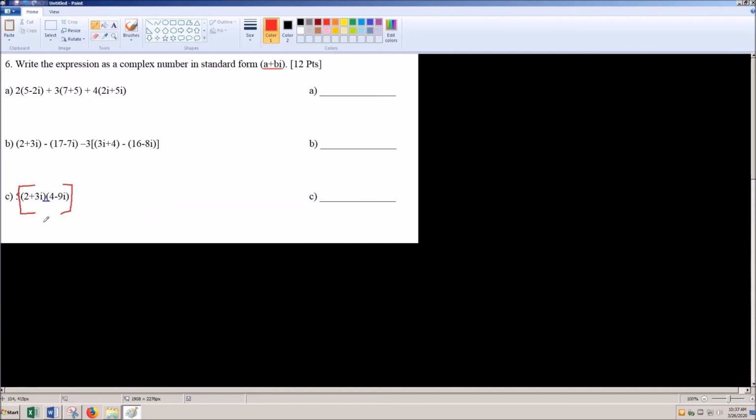So when I look at this, I'm saying, okay, well, I've got 8, and now my outside term is going to be negative 18i. And then I've got my inside term, which is going to be plus 12i. And then my last term is going to be minus 27i squared. Now I still have the 5 on the outside of this thing.